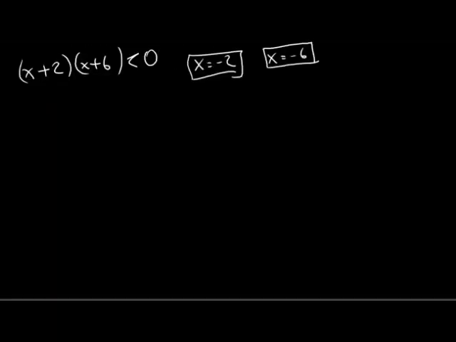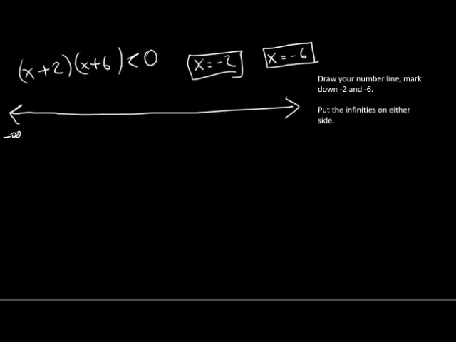We'll begin by drawing our number line and marking down negative 2 and negative 6 on the number line. We will also put the infinities on the left and right, with negative infinity on the left, positive infinity on the right. We know negative 6 should be further to the left than negative 2. Now have a look at the inequality. It says less than 0.